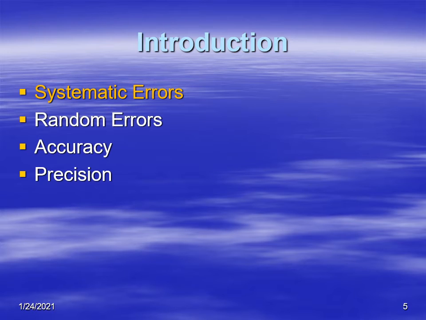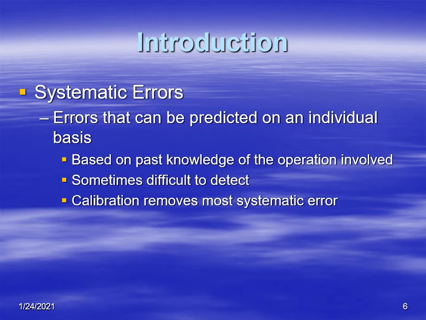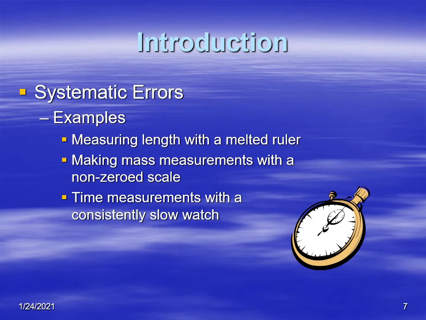The first type of error we're going to talk about is systematic errors. Systematic errors are ones that can be predicted on an individual basis, meaning that based on how measurements are made in the past, you know that there are errors. Sometimes these errors are difficult to estimate, but with systematic errors, good calibration can remove those systematic errors.